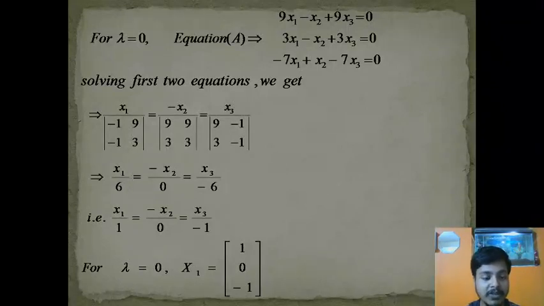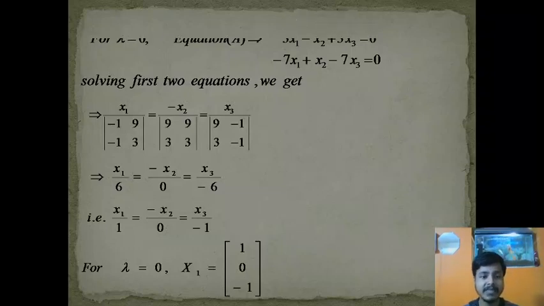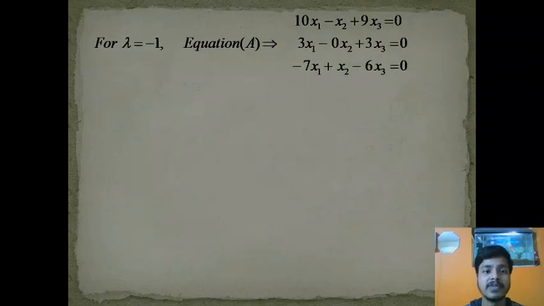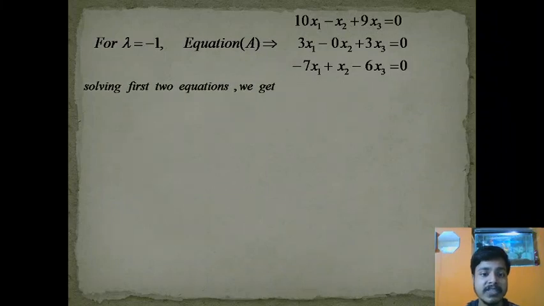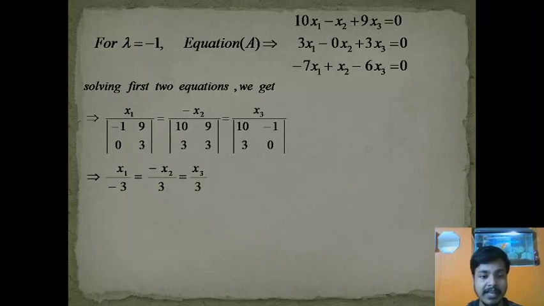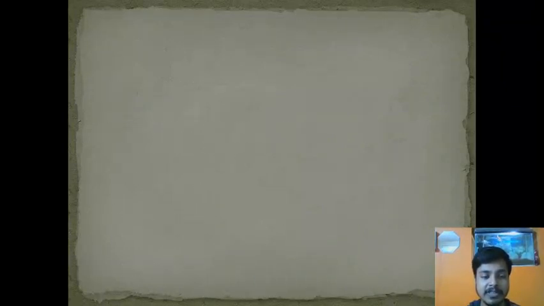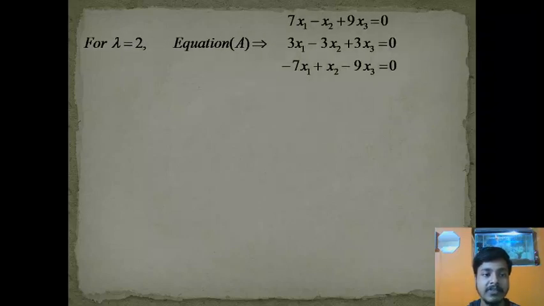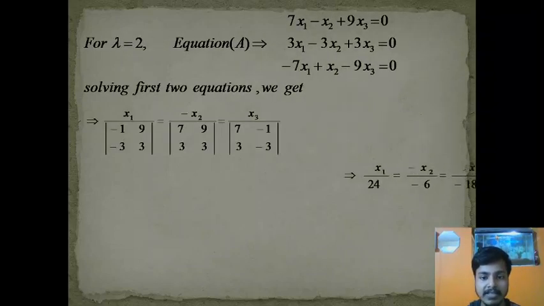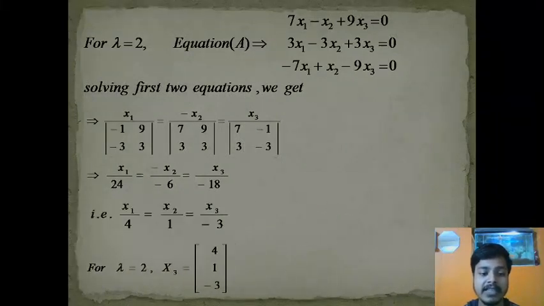Now what you have to do is apply exactly a similar procedure to get the eigenvector for lambda equal to minus 1. So for lambda equal to minus 1, again equation A, again we'll take the first two equations for the sake of uniformity and then apply Cramer's rule to get the values of x1, x2, x3, which gives rise to eigenvector x2. Likewise, in a very similar fashion, you can find out the eigenvector for lambda equal to 2, and in this case we'll be getting the eigenvector x3 equal to 4, 1, minus 3.